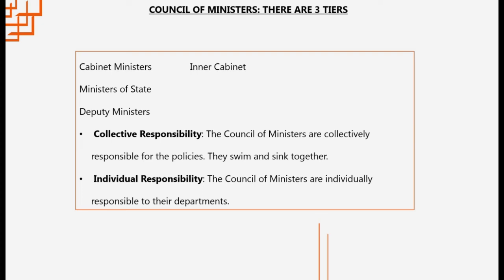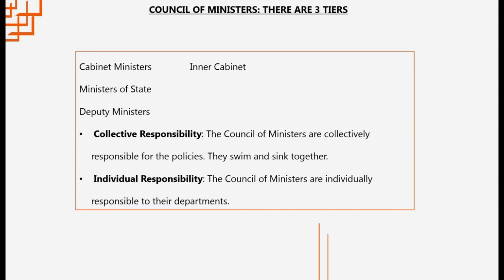Deputy Ministers. The deputy ministers are attached to cabinet ministers or ministers of state and assist these ministers in performing departmental responsibilities. They are not given independent charge of departments. They take no part in the meetings of the cabinet. Thus, the Council of Ministers rarely meet as a body. It is the cabinet which shapes the policies of the government.